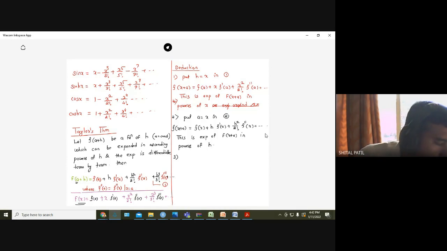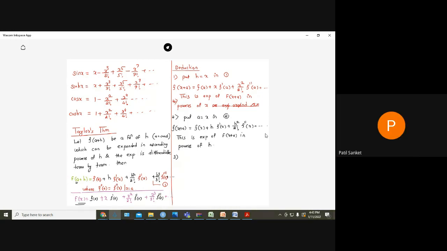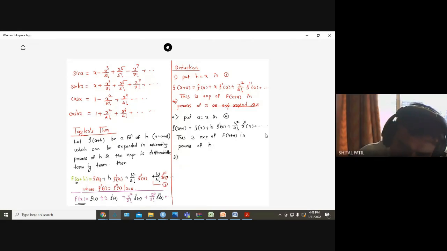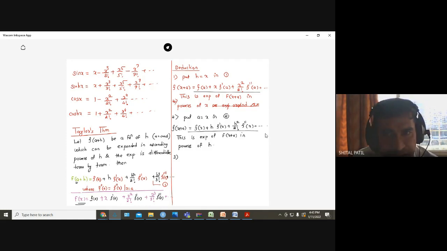Then write. Sir, why have you written h f dash of x? Not understood. You want to say that here we have written the expansion in powers of x, and here we have written the expansion in powers of h. Why is it done like this? Yes, sir. We'll understand that when we go through the example. Time being, let me continue. Okay, sir.